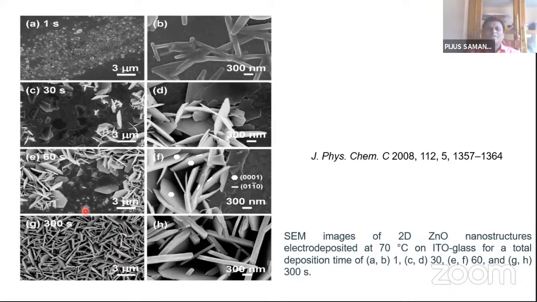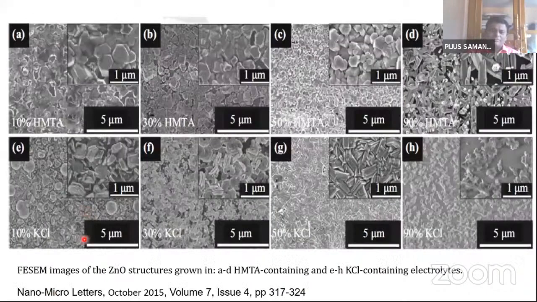So not only the growth duration, we can also change the pH of the solution. We can also change the temperature of the solution. We can also change the current applied to the electrodes, and the structure will change. Here I have shown the growth of zinc oxide nanostructure in presence of some surfactant, hexamethylene tetramine. So in the first case, along with the zinc chloride solution, we have used 10% hexamine. Here, we have used 30%. This is 50%. This is 90%.